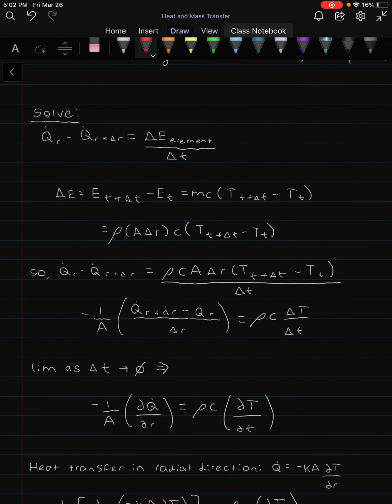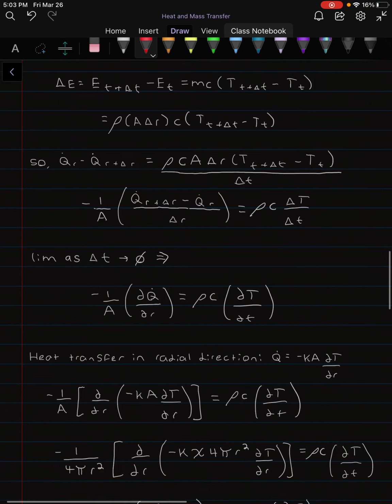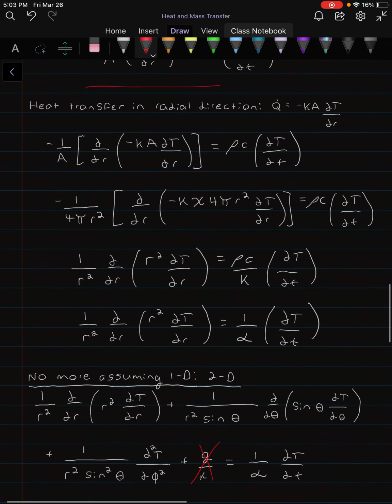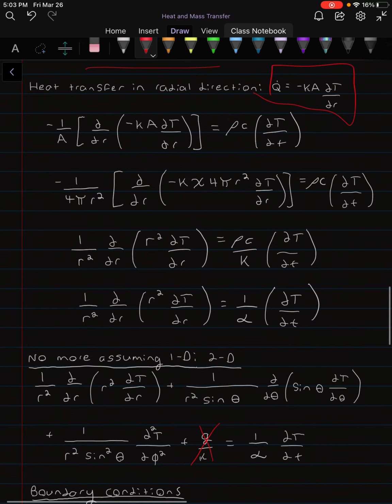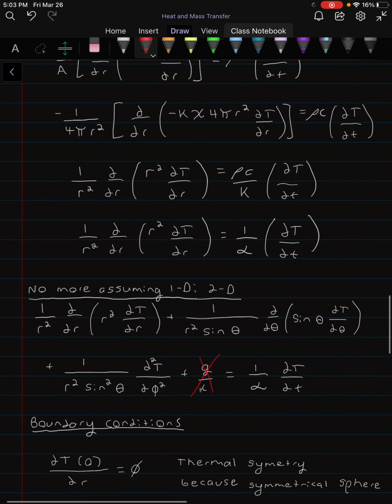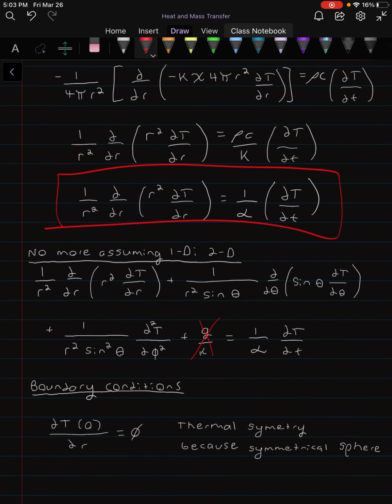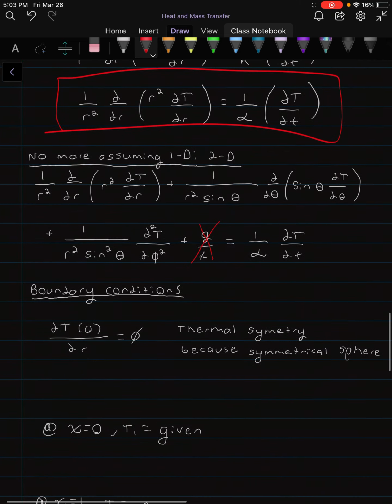So we can solve by assuming we have a small piece of shell, and we eventually get our limit as the change in time goes to 0 is equal to this. And then our heat transfer in the radial direction is equal to our conduction equation, Fourier's law, sorry. And then we have just continuing to solve, and eventually we get this equation here. Then for 1D, so this is 2D, so that's for 1D, this is for 2D. We add our thetas and phis, and we get that equation.